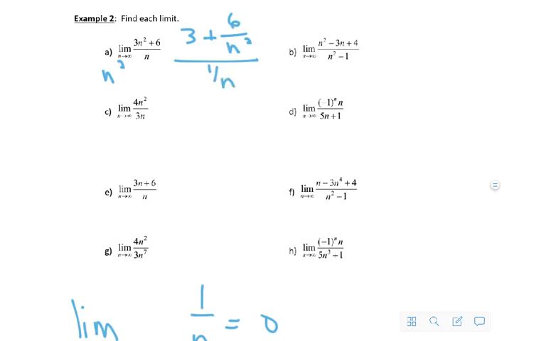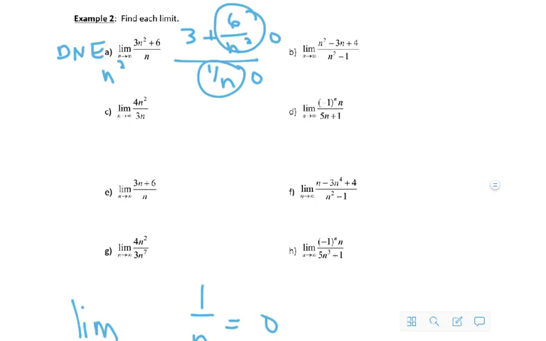By the definitions we gave you at the very beginning, this goes to 0, and this goes to 0. Uh-oh, I have a 0 in the denominator. Can't have a 0 in the denominator. That's why it does not exist.